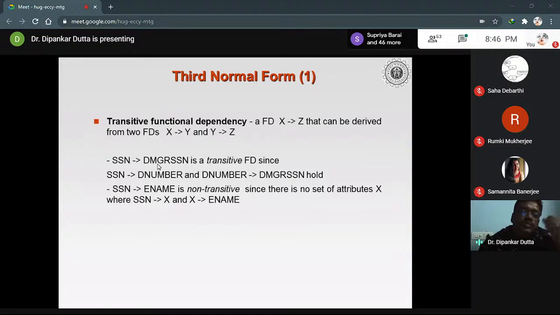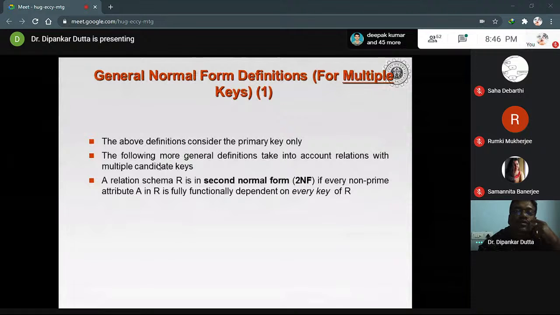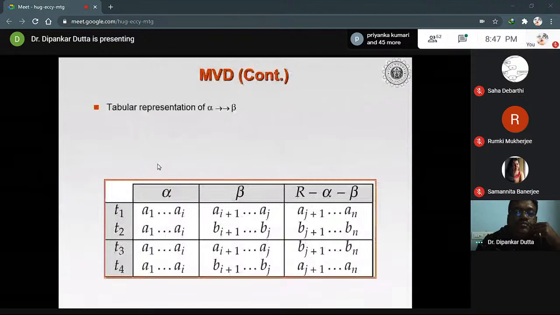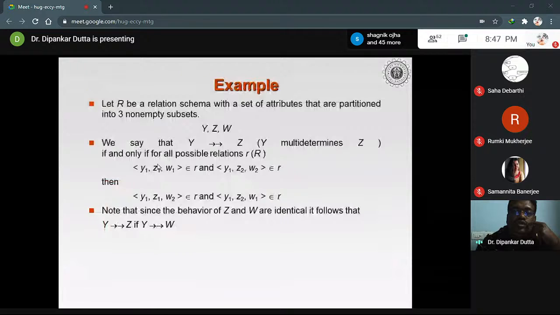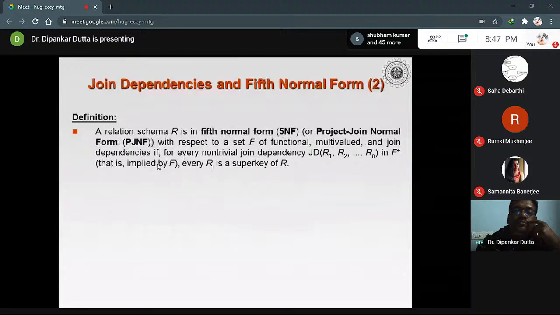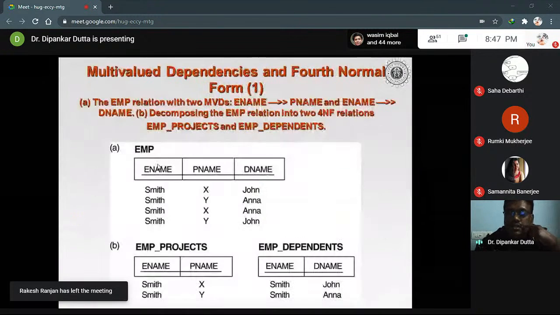Third normal form, as I told earlier, should not have any transitive dependency. In that case we have to divide it into further tables. General normal form, super key, all these things I have discussed. These multi-valued dependencies are related to the fourth normal form. So fourth normal form, fifth normal form, and DKNF, I will discuss in the next class.